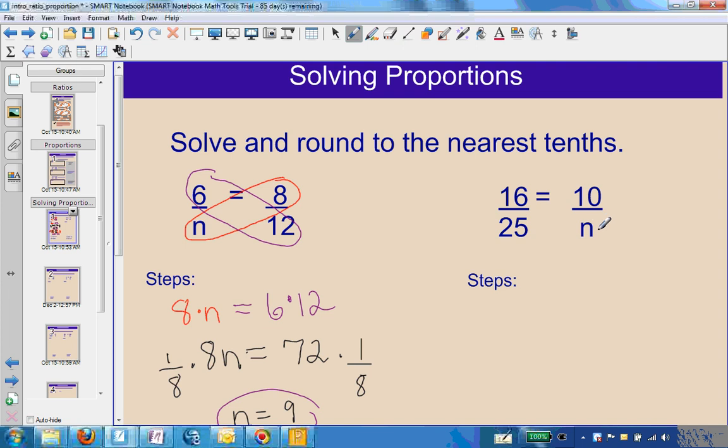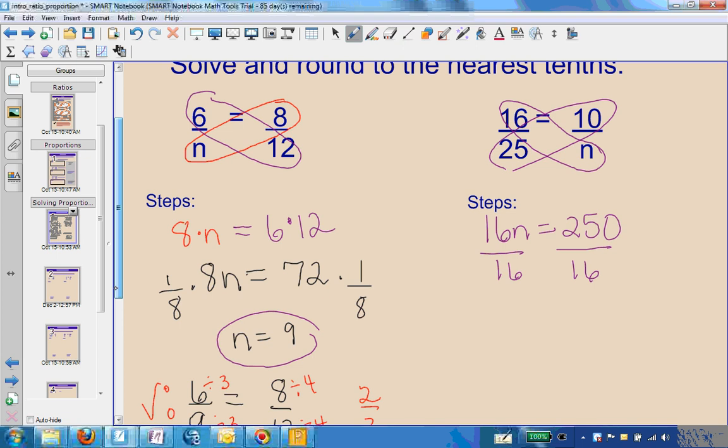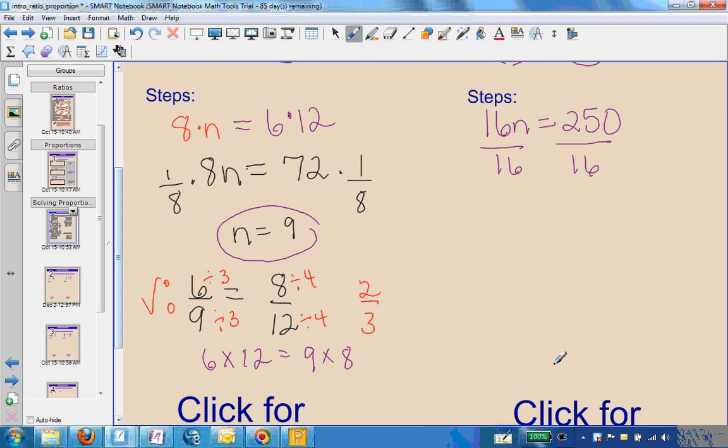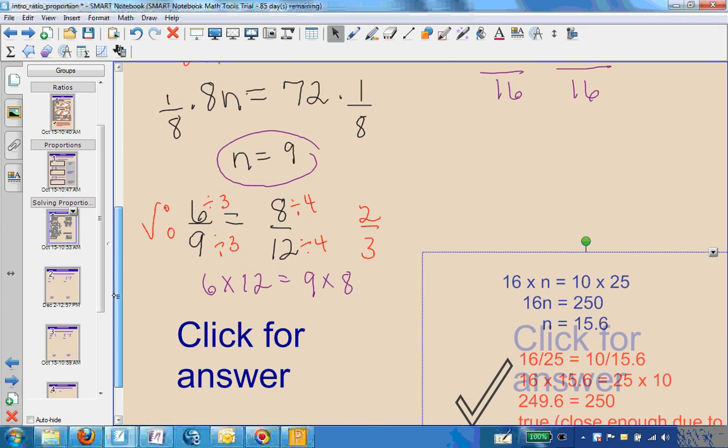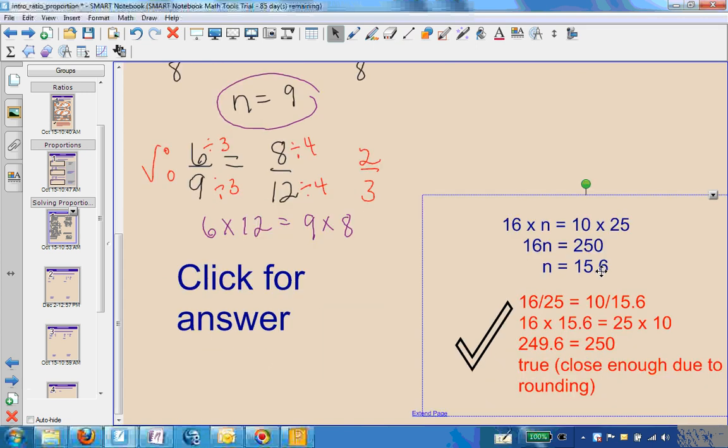So for the next example, I have 16 times n, or 16n, equaling 25 times 10, or 250. Now I'm going to divide both sides by 16 to solve for n. Or again, you can multiply by 1 over 16, which is the reciprocal. And when you do that, I'm actually going to click down here for the answer. You see that n equals 15.6 when you divide both sides by 16 in our equation.